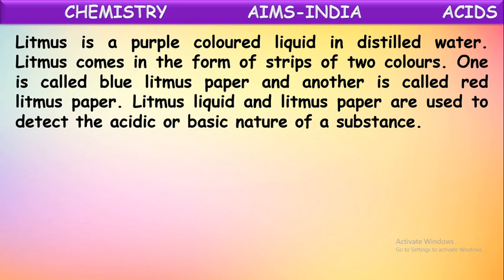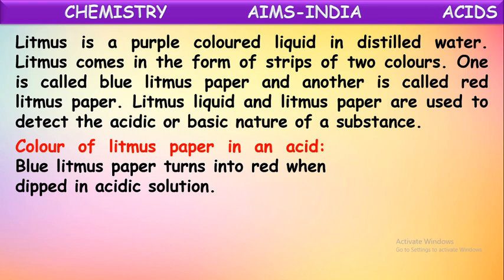Litmus is a purple colored liquid in distilled water. Litmus also comes in the form of strips. After extracting litmus from the lichen, from the solution of this litmus they prepare papers, called litmus papers. These litmus papers are available in two colors: blue litmus and red litmus. With these differently colored litmus papers, we can test acids and bases. Litmus liquid and litmus paper are used to detect the acidic and basic natures of substances.